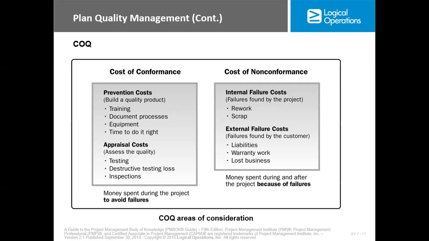Now, for cost of non-conformance, we have internal failure and external failure. When we talk about internal failure, we're looking at failures found by the project. Okay, so what it will lead to is rework, and we can scrap it. Then the external failure cost is failure found by the customer. That includes liabilities, warranty work, cost, loss of businesses. Okay, so cost of conformance is money spent during the project to avoid failures, while cost of non-conformance is money spent during and after the project because of failures. So this one is to avoid failures. This one is because of failures.